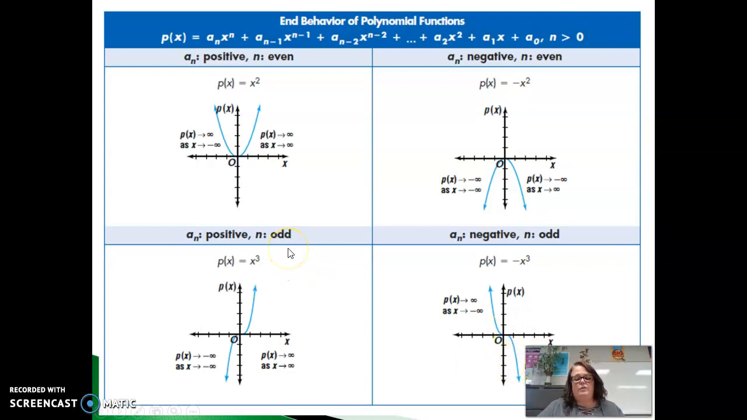And then for odd functions, they go in opposite directions. So if I start with my right side up, then my left side has to go down. And here, because I started with my right side going down, then my left side is going to go up. So your right side always goes in the direction of your coefficient.